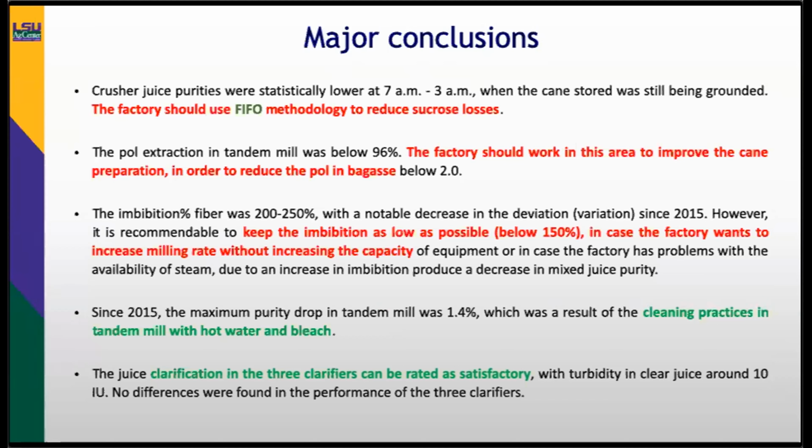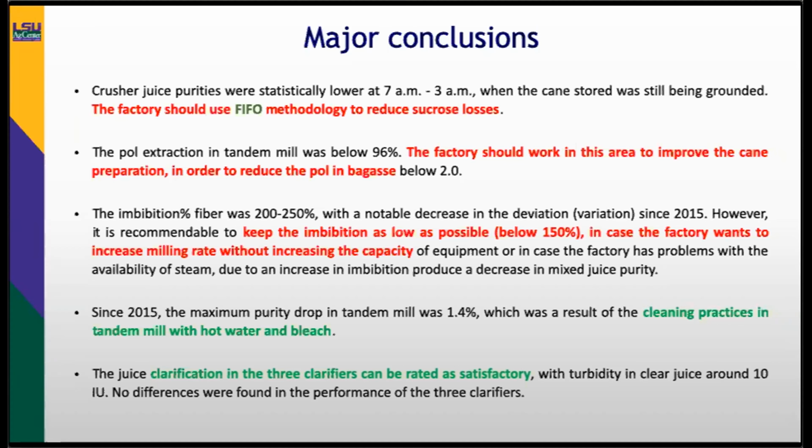The crusher juice purities were statistically lower at 7 a.m. and 3 a.m. when the cane stored was still being ground. The factory should use the FIFO methodology, so remember, first in, first out. The pol extraction in the tandem mill was below 96%, so the factory should work in this area to improve the cane preparation in order to reduce the pol in bagasse below 2 points.